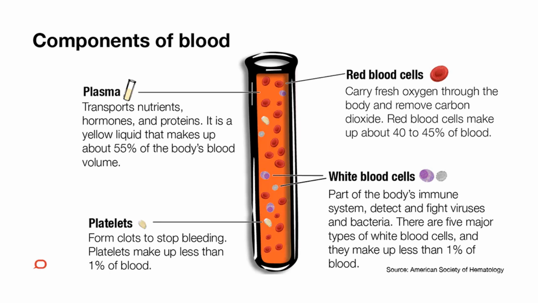Okay, and remember, there's 5 of them, right? There's the neutrophils, the lymphocytes, the basophils, the eosinophils, and the monocytes. The biggest percentage are the neutrophils, followed by the lymphocytes. Okay?